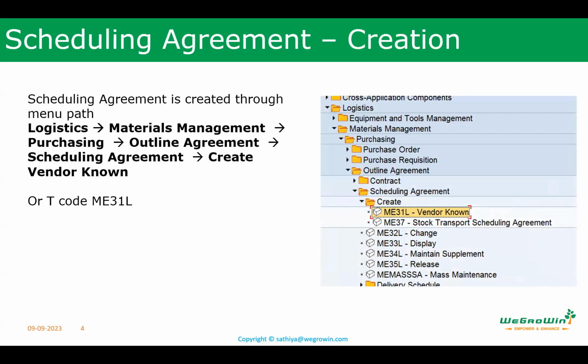Now, how do you create a scheduling agreement? To create the scheduling agreement, we have the T code ME31L. The menu path is shown here: Materials Management, Purchasing, Scheduling Agreement.